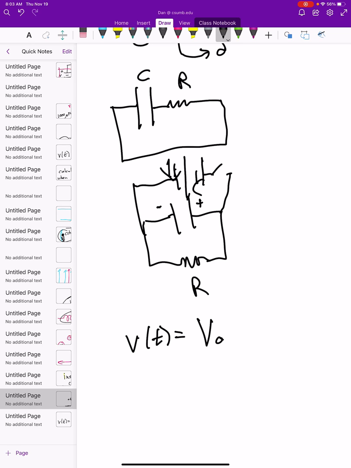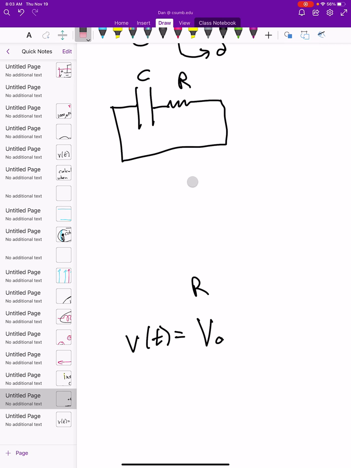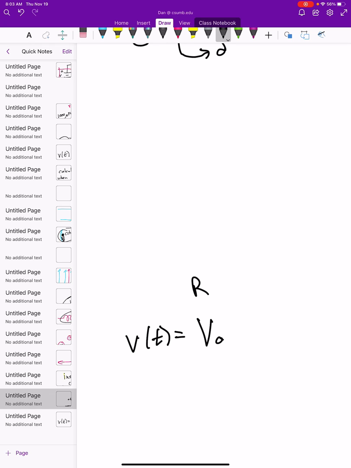Actually, the switch was over here. The switch was right here. Let's see if I can fix that. I just erased everything. I think I will erase everything just so you can see it again. So redraw the whole thing. Here's the capacitor. Here's the switch. Here's the resistor.